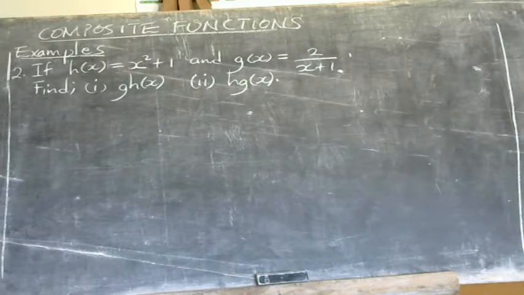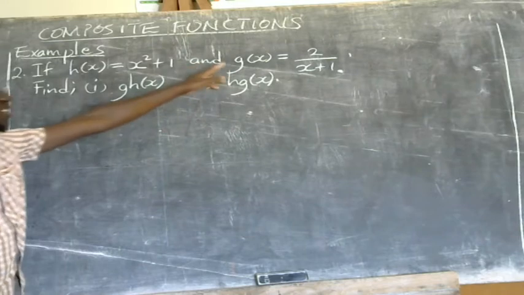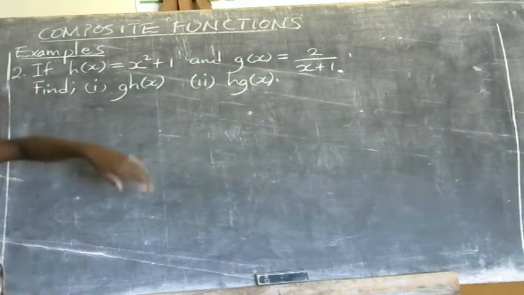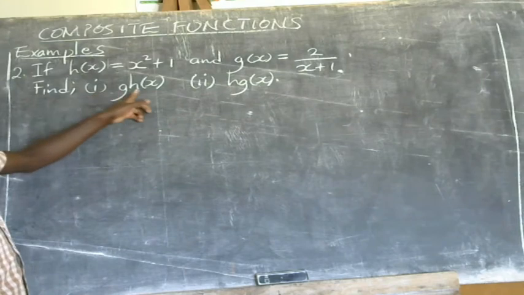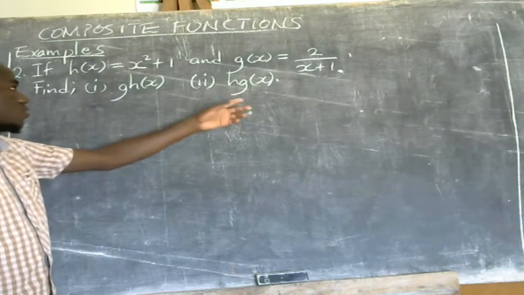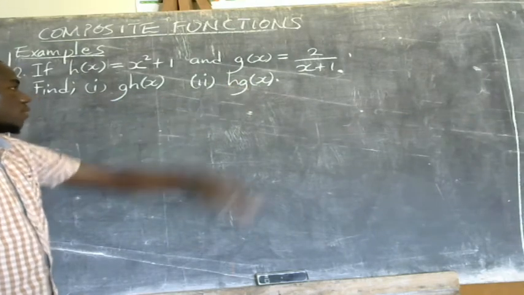Example 2: if h of x is equal to x squared plus 1 and g of x is equal to 2 all over x plus 1, find Roman 1, g of h of x, then Roman 2, h of g of x.